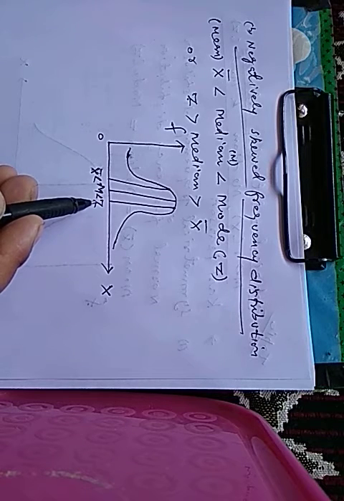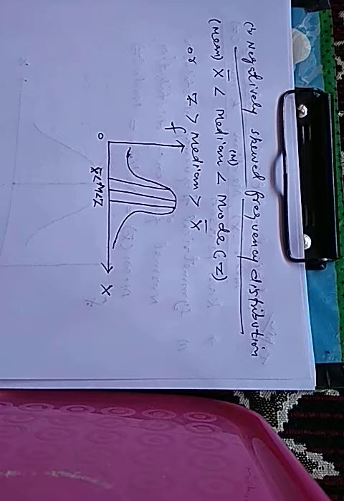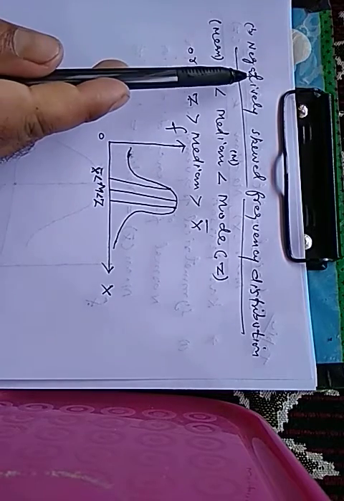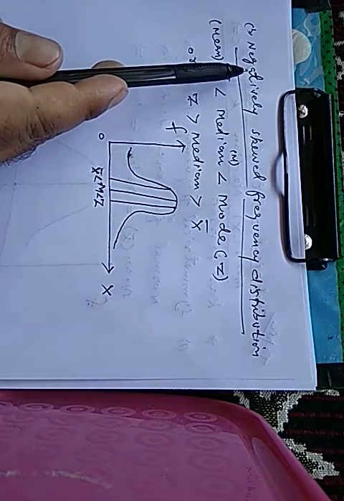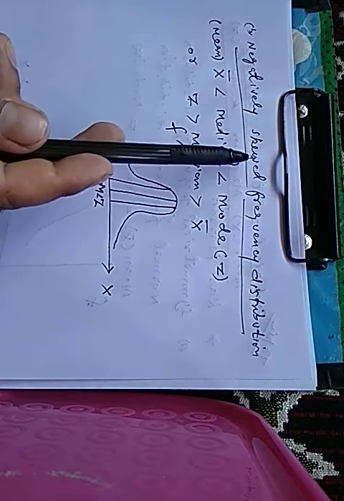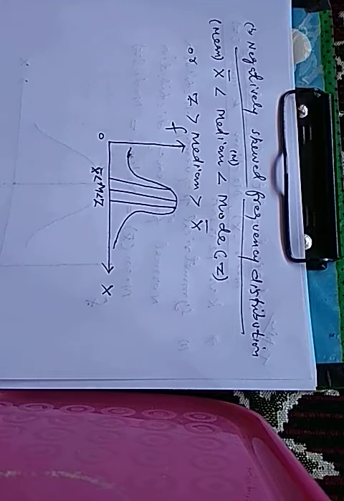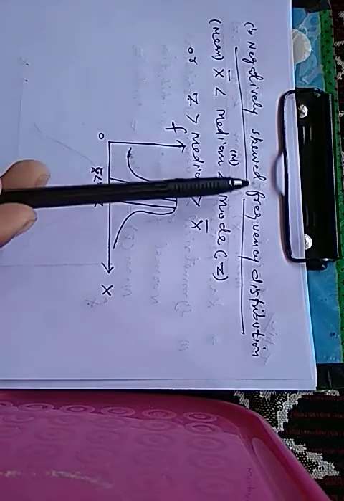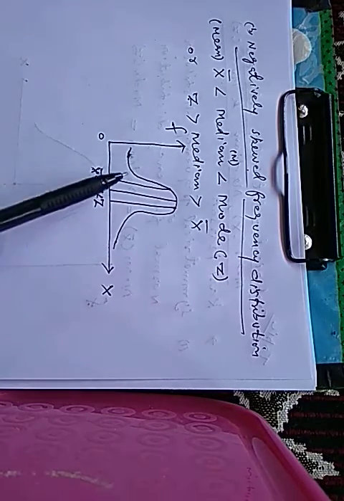In this case, you will remember that the value of mode is always greater than the value of median and arithmetic mean if the frequency of a given data is negatively skewed. That is a negatively skewed frequency distribution curve. This is the frequency curve.